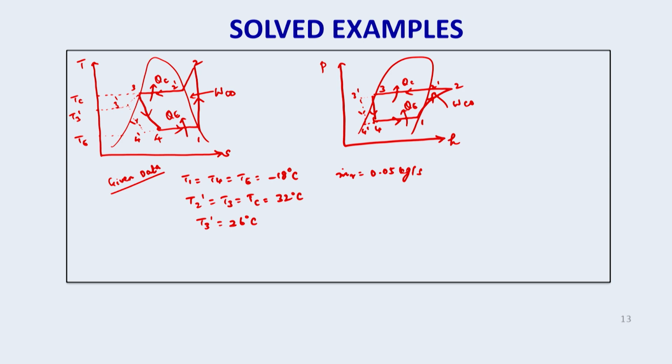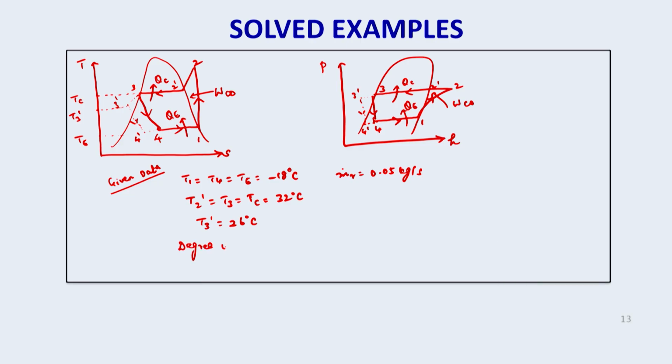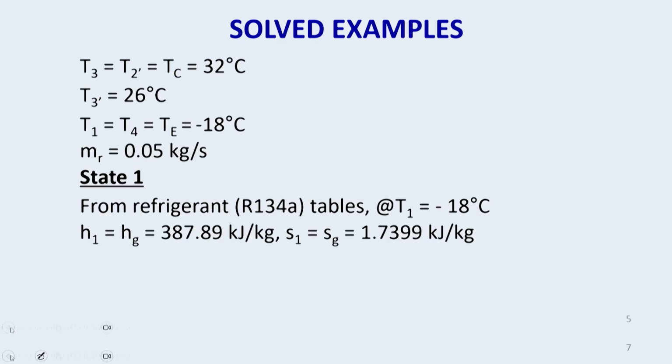So the degree of subcooling is the difference in temperature between 3 and 3 dash. The degree of subcooling is T3 minus T3 dash. T3 is nothing but condenser temperature, so it is 32 minus 26, that is equal to 6 degrees centigrade. So let us solve this problem. Here, mass flow rate is m dot. We will start from state point 1.